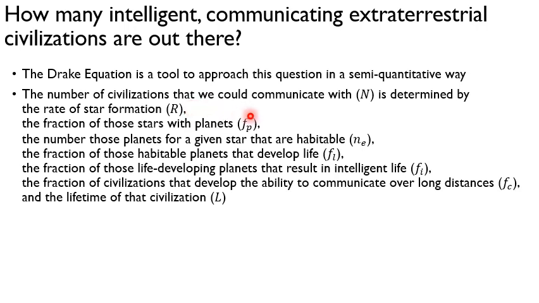The fraction of those stars that host planets. Of course, we don't care about just planets, but habitable planets. So how many of the planets in those systems are habitable? What's the fraction of those that develop life? Of those, what's the fraction that develop intelligent life? Of the ones with intelligent life, how many develop the ability to communicate over long distances and choose to do that? And then finally, what is the lifetime of this communicating civilization?